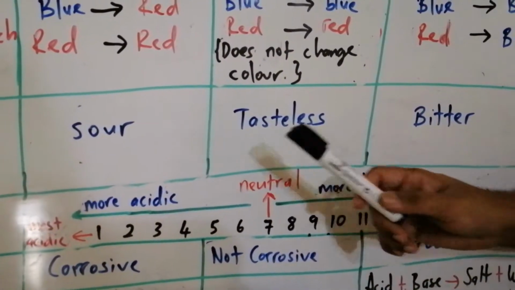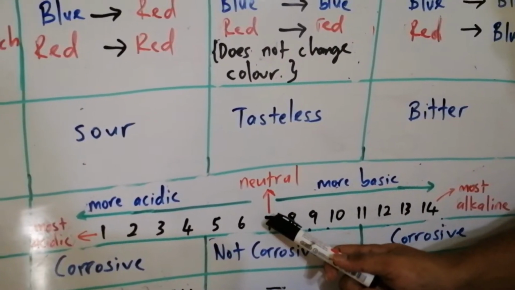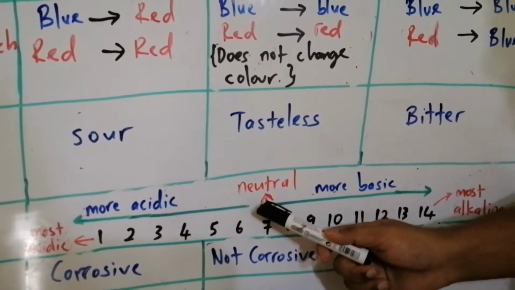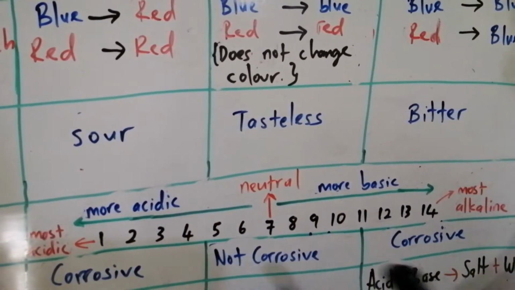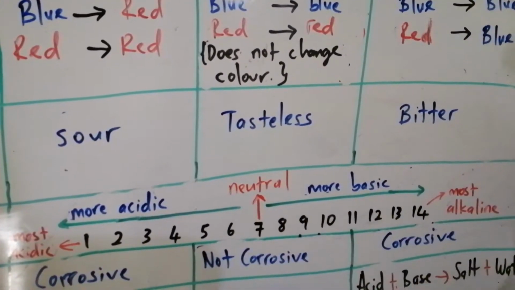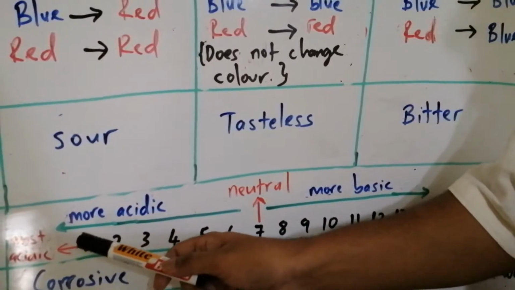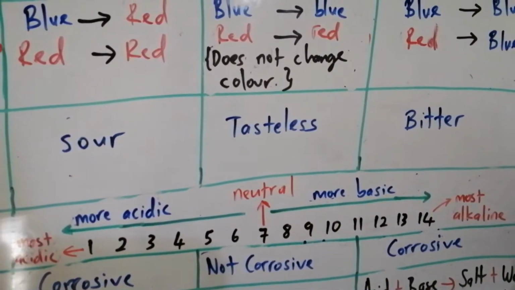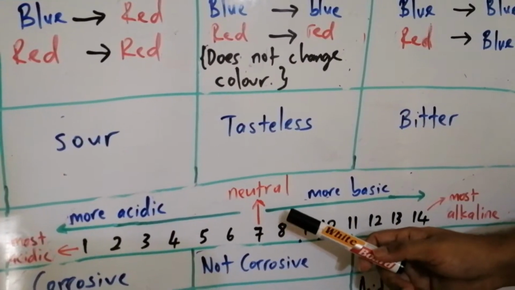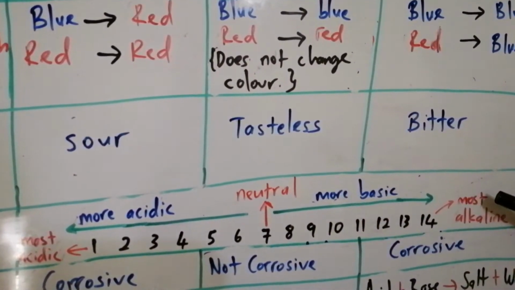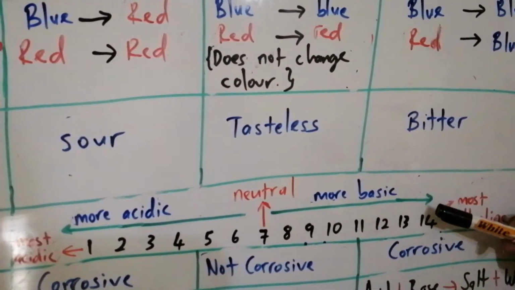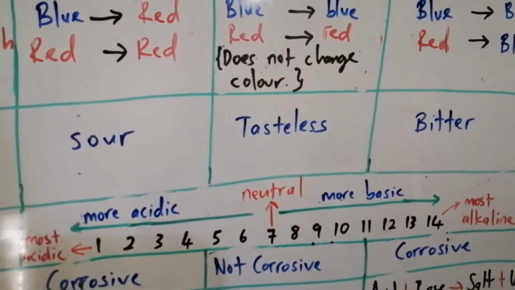is for neutral substances. And when the pH value decreases from 7 to 1, the substance will be more acidic, which means pH 1 is the most acidic substance compared to pH 6. Or we say pH 1 is a strong acid, while pH 6 will be a weak acid. And then from 8 to 14, when it moves from left to right, it will be more basic. Or pH 14 is more alkaline compared to pH 8.